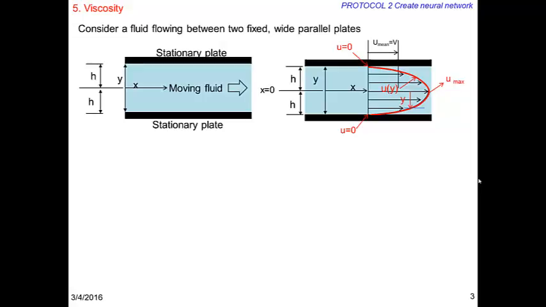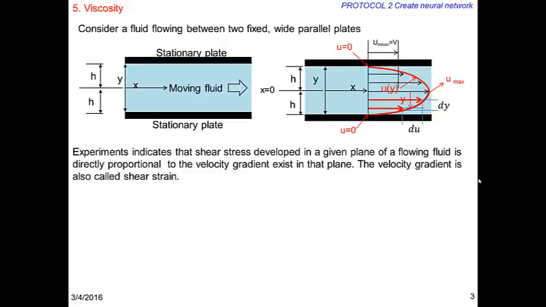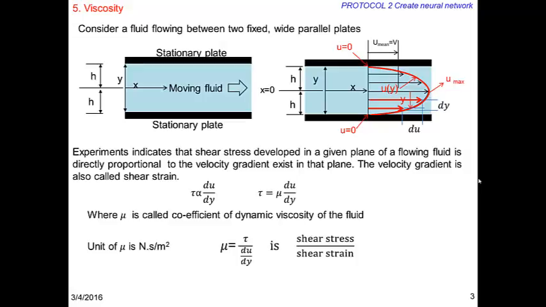Experiments indicate that the shear stress developed at an imaginary fluid plane is proportional to the velocity gradient existing in that plane. The constant of proportionality is called the coefficient of dynamic viscosity, denoted by the symbol μ. The unit of μ is Newton-second per meter square. Mathematically, μ is the ratio of shear stress to the shear strain. If the shear stress and shear strain are linearly related, such fluids are called Newtonian fluids. For such fluids, the coefficient of dynamic viscosity is a constant.